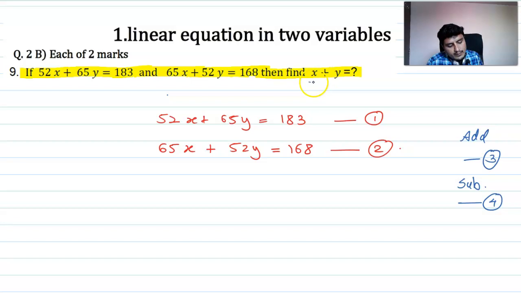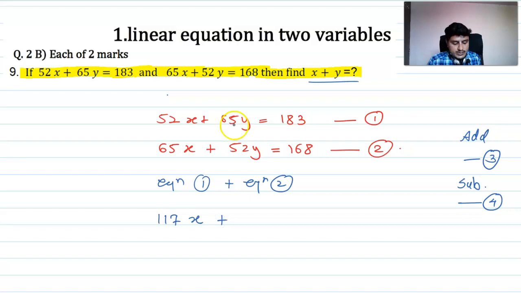So now here we have to evaluate the value of x plus y. So what shall we do? Try to add up both equation 1 and equation 2, so that we get 52 plus 65 is 117x as it is. 65 plus 52, again we get 117y as it is. Now 183 plus 168, we get 351.